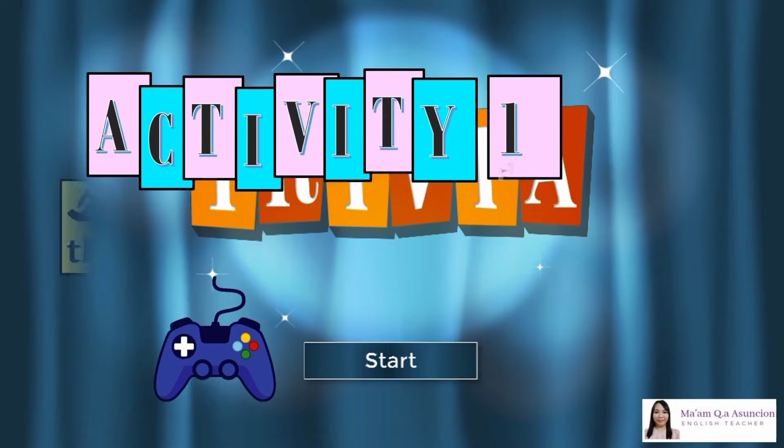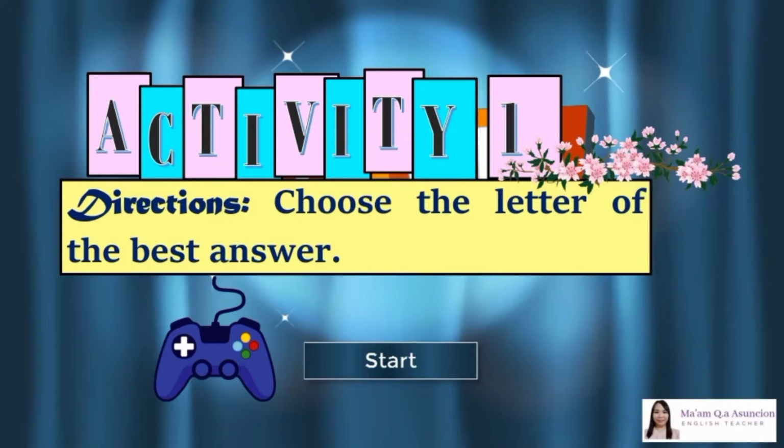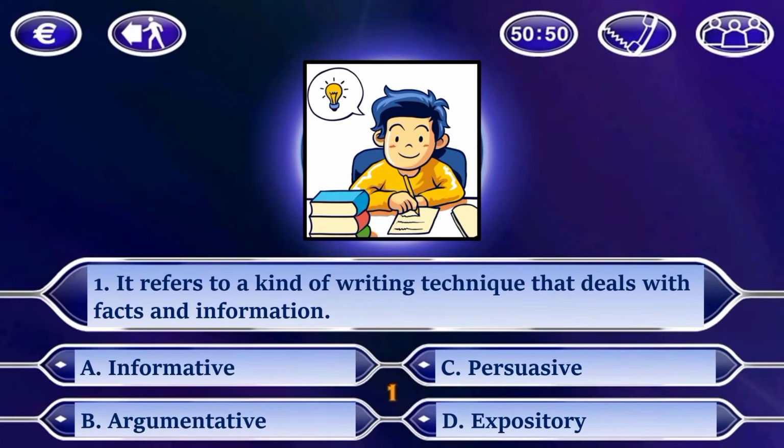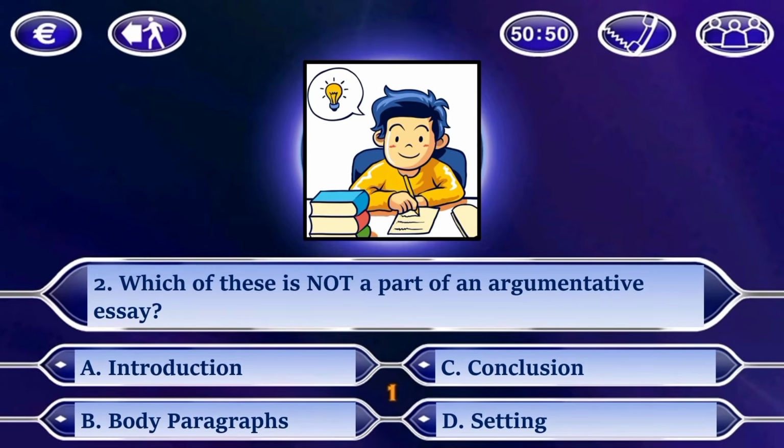Activity 1. Directions. Choose the letter of the best answer. Number 1. It refers to a kind of writing technique that deals with facts and information. Is it A. Informative, B. Argumentative, C. Persuasive, or D. Expository? Answer: A. Informative.